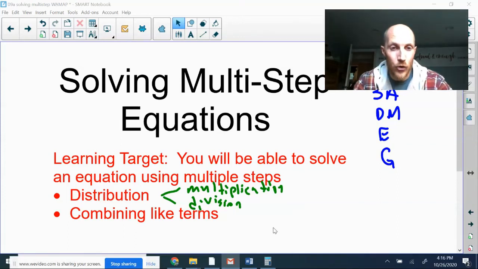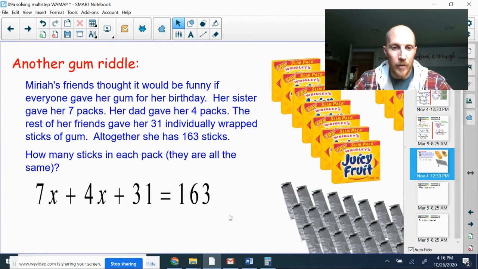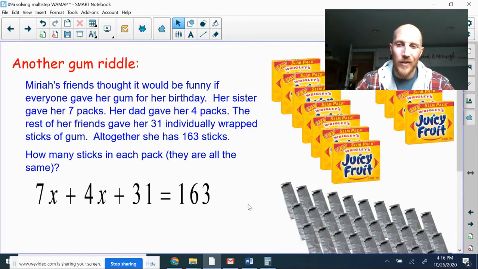All right, last examples. So solving multi-step equations, this time I'm looking at combining like terms. So we're in another gum story. You've actually seen this one before. If you have a keen memory, you'll remember seeing part of this.